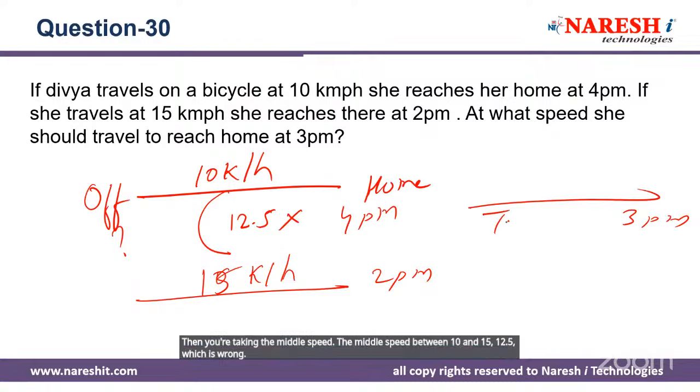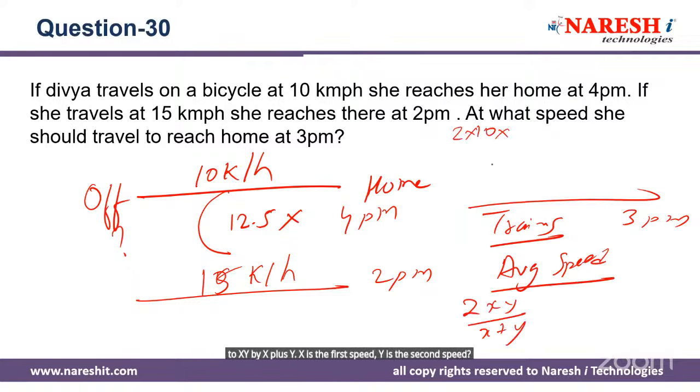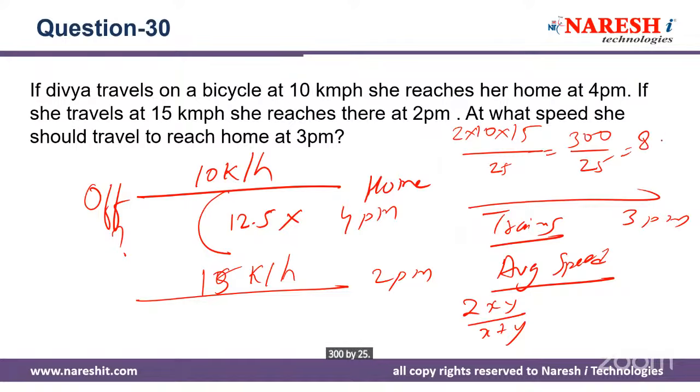For any trains, the middle speed is nothing but average speed. How to find average speed of any two trains? 2xy by x plus y. X is the first speed, y is the second speed. So 2 into 10 into 15 by 25. 300 by 25. 12 kilometer per hour.